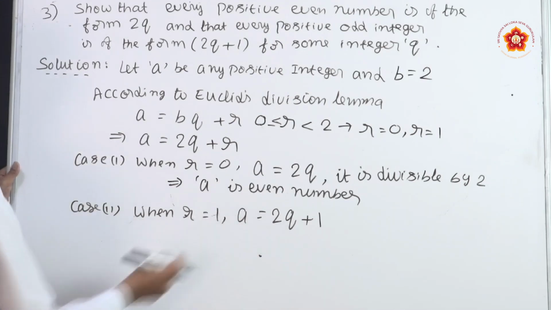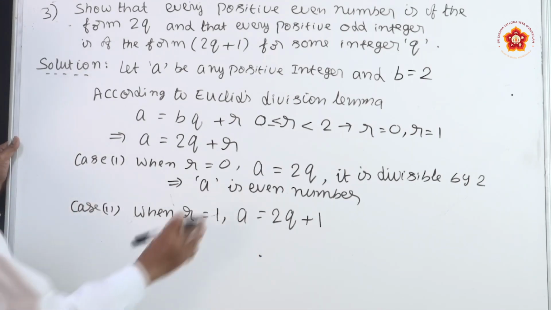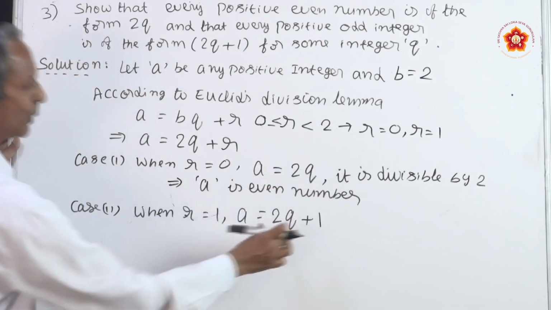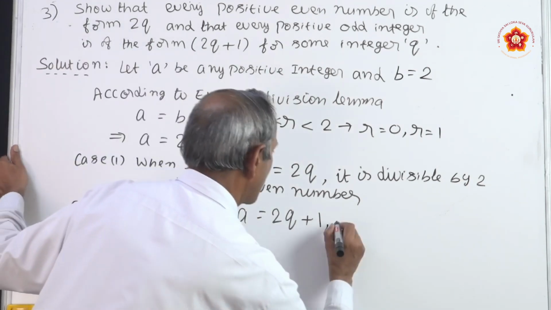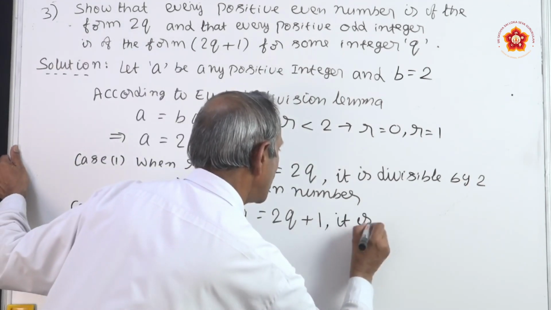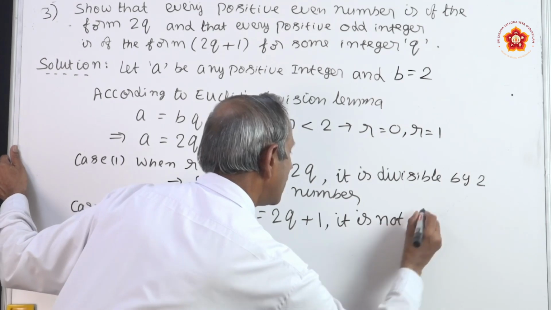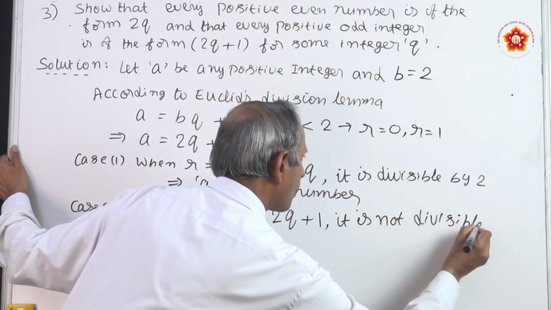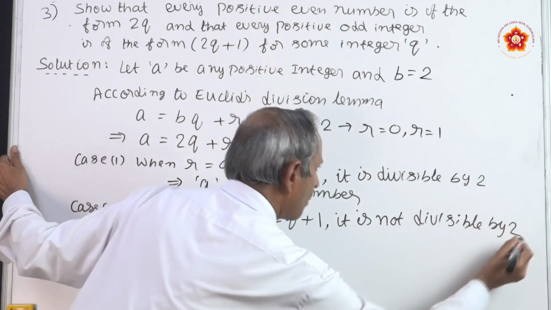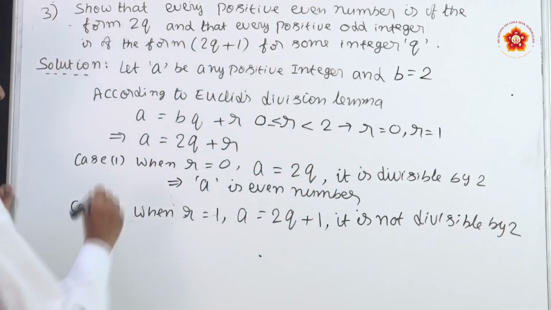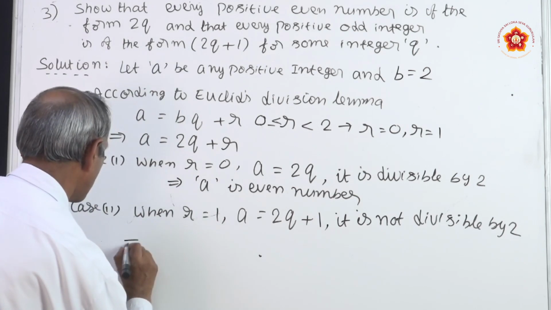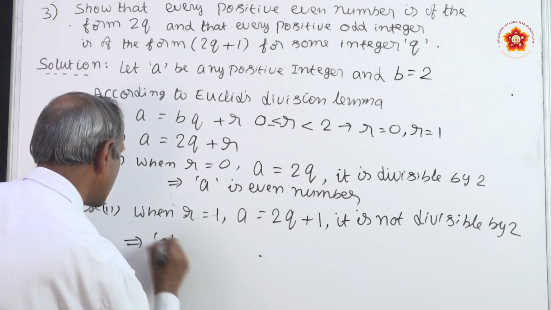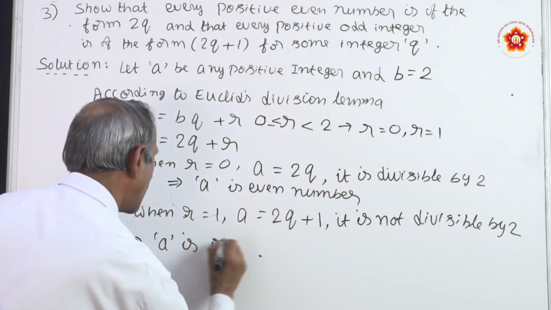Definitely the number may be even or odd, but it is not divisible by 2, therefore it should be an odd number. It is not divisible by 2. The numbers which are not divisible by 2 are known as odd numbers. Therefore, that implies A is an odd number.